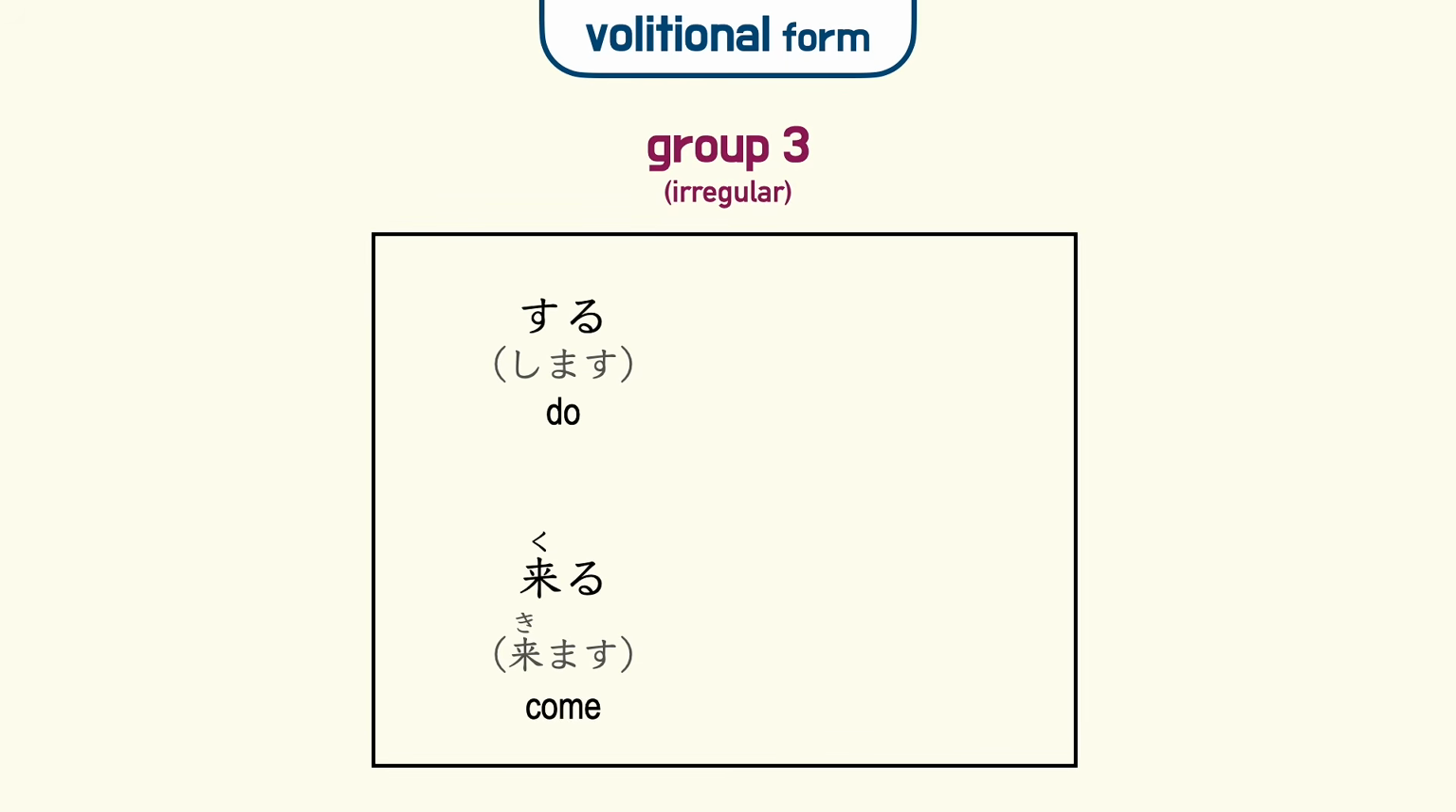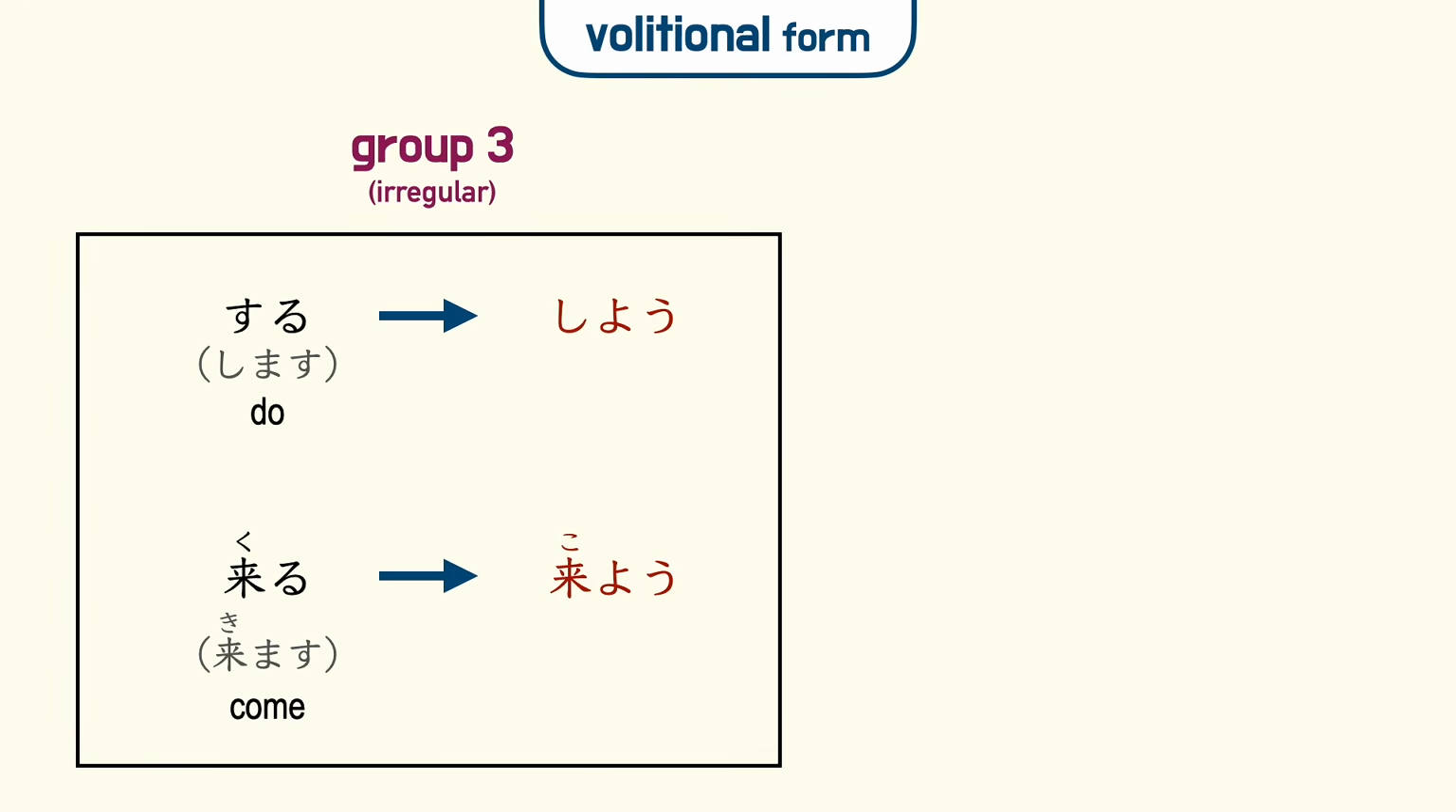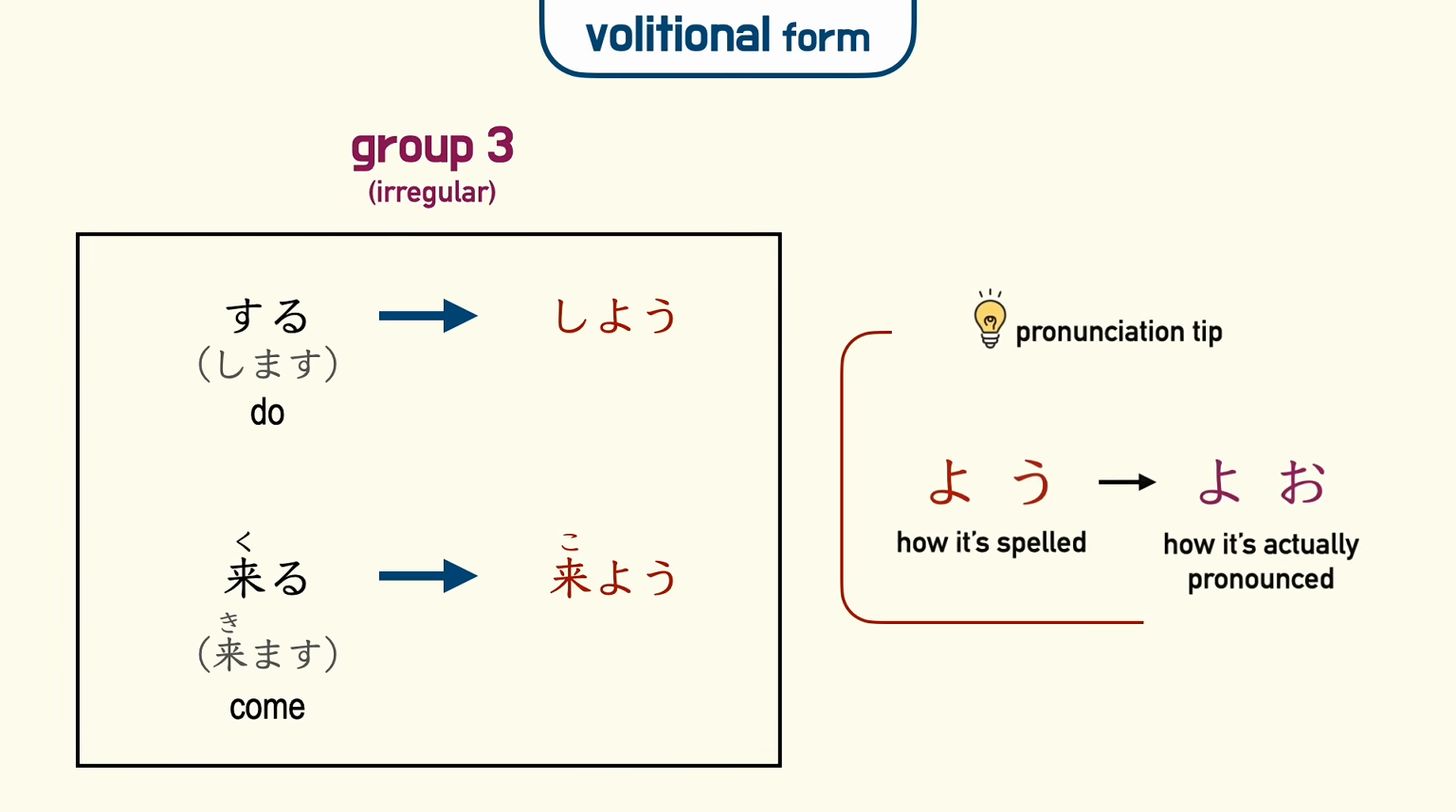There's only 2 group 3 verbs, する to do, and 来る to come. You just have to memorize that the volitional form of する or します is しよう, and 来る or 来ます is 来よう. Sorry for the sidetrack, but I have a quick pronunciation tip.